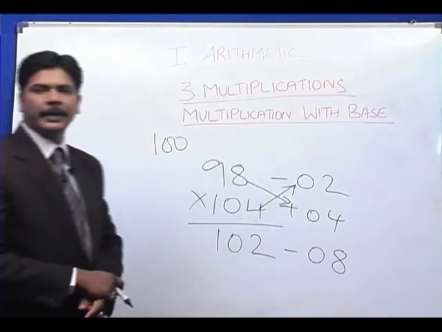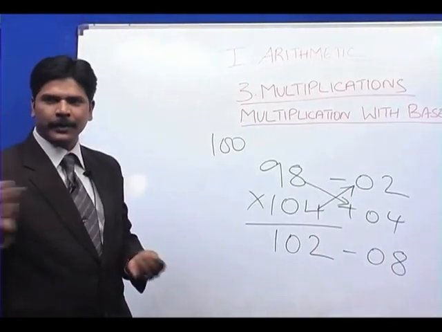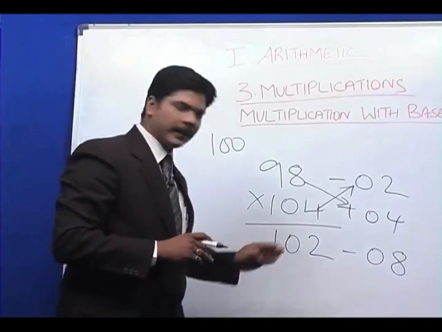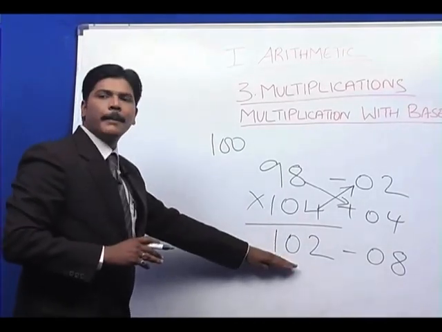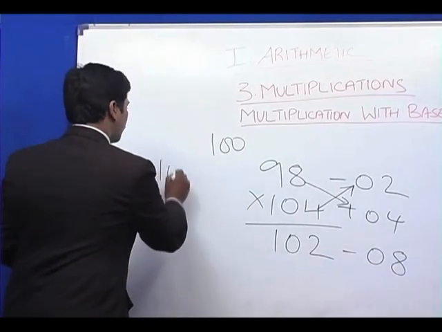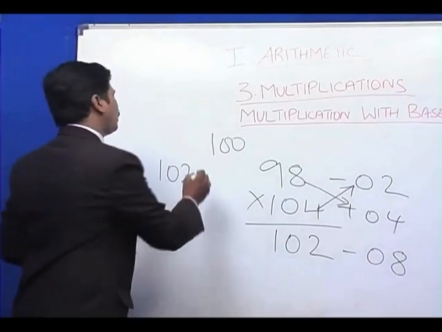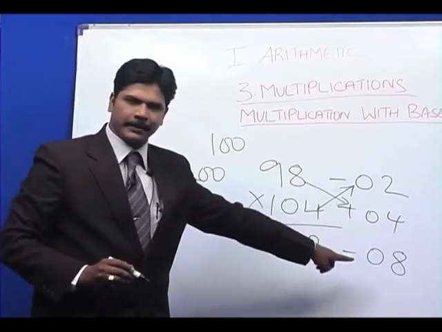But that can't be the answer. How can it be 102 minus 08? There should be some proper number. So when you get a number something like this, what you have to do is the LHS number multiply with the base. The base here is 100. So 102 multiply by 100, that is nothing but just put 2 zeros after the number. From that subtract the RHS number.